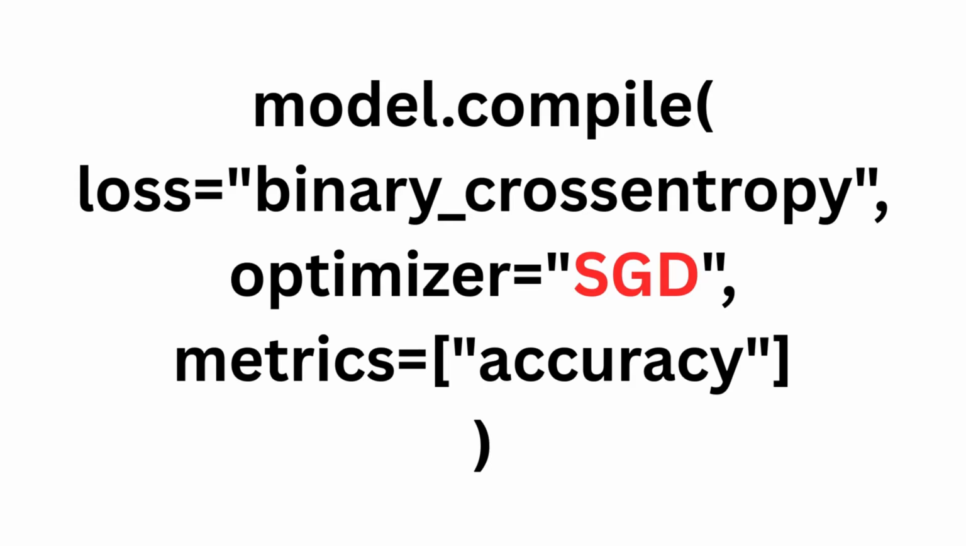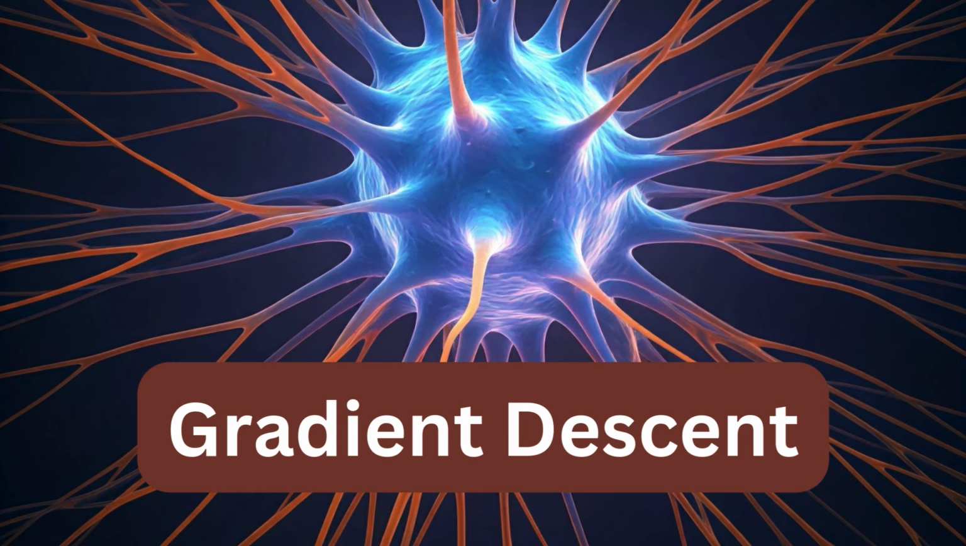Whenever we compile a model using Keras or any other machine learning library, we usually provide these three things: the loss function, the optimizer, and the evaluation metrics. We usually set the optimizer as stochastic gradient descent or ADAM. So in this video, we are talking about the optimizers and specifically the gradient descent and its variants.